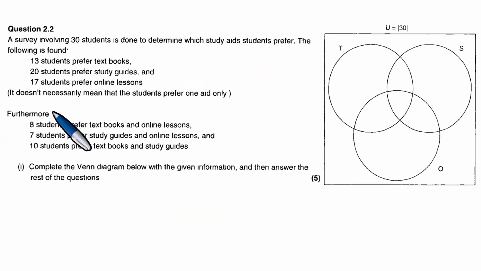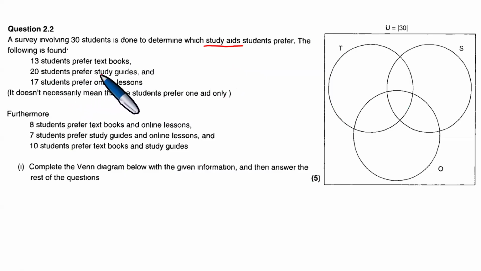Question 2.2 is very interesting, but it focuses on a survey. A survey involving 30 students is done to determine which study aids students prefer. Sometimes students need to be aware of certain study aids for efficient academic execution of work, but also for adequate comprehension of what is being studied. So a survey is conducted to come to a conclusion and know what study aids are popular among students. Now the following is found.